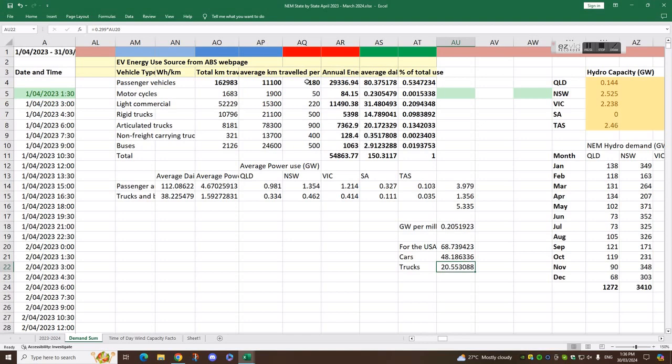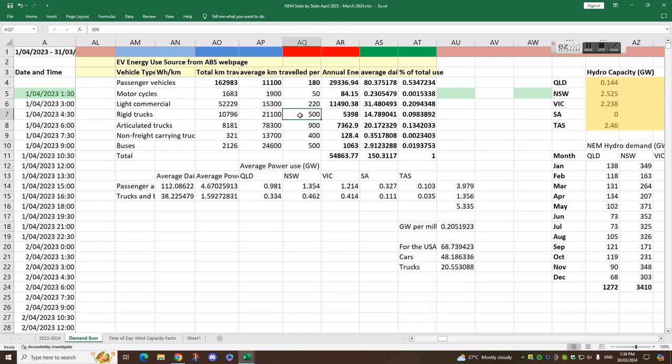Small passenger vehicles use as little as 110 watt hours per kilometre, small sedans. Large SUVs can use over 200 watt hours per kilometre on average. So I'm just saying 180, it might be less, it might be more in reality. We won't know until it happens. Motorcycles 50 watt hours per kilometre, light commercial, again pickup trucks 220 watt hours per kilometre. That might be a slight underestimate, it depends on the size of the light commercial vehicles.